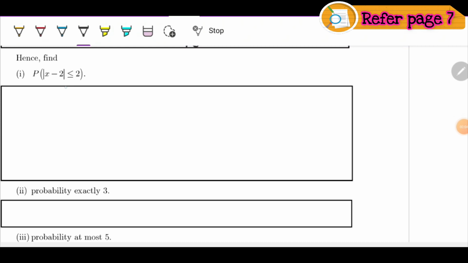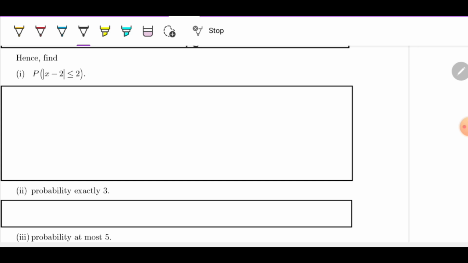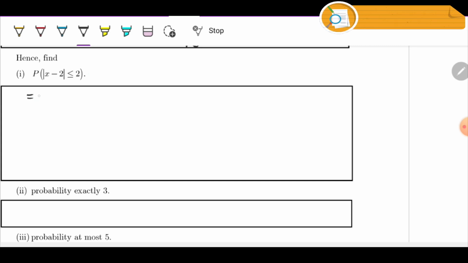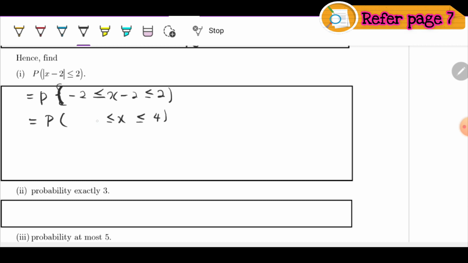Hence, find the probability of modulus x minus 2 less than or equal to 2. So firstly, we must define the modulus. So it becomes x minus 2 less than or equal to 2 and greater than negative 2. Okay, simplify. And then 2 plus 2 we get 4, and negative 2 plus 2 we get 0. We must find the probability which is x less than or equal to 4 and greater than 0.